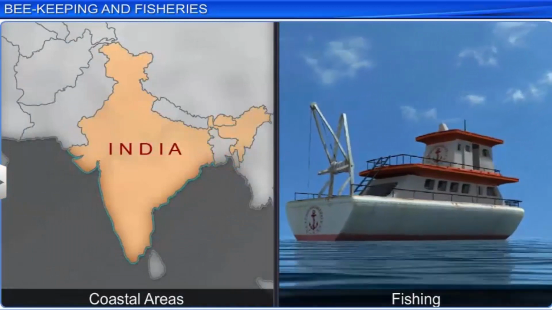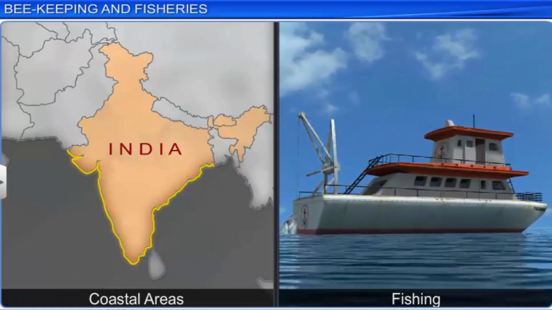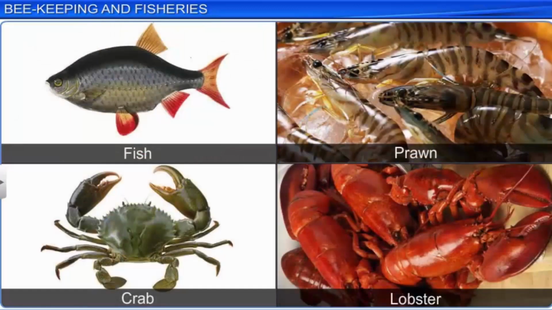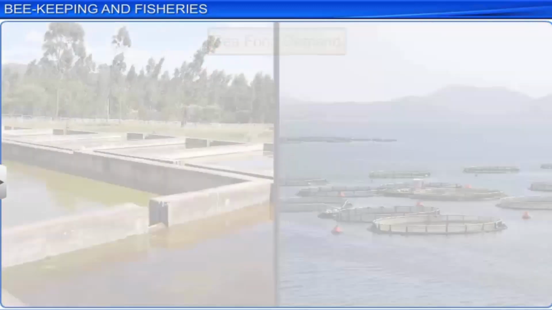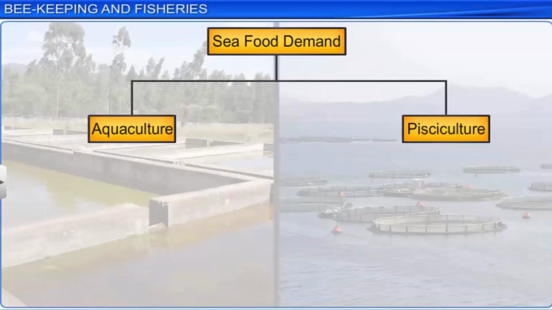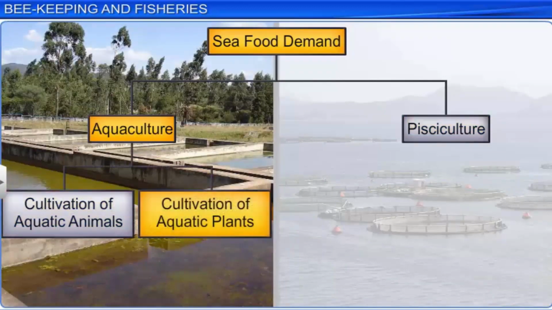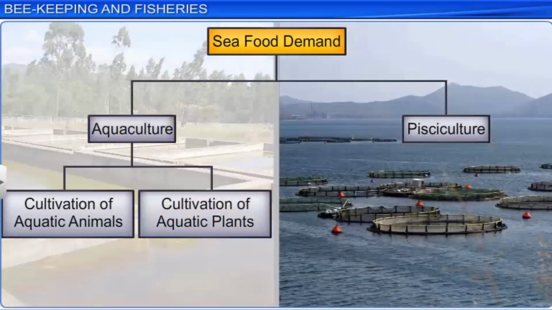Consequently, it forms the livelihood of many people in coastal areas of India. As seafood like fish, prawn, crab and lobster are always in demand, several techniques like aquaculture and pisciculture are employed to increase their yield. Aquaculture is the cultivation of aquatic animals and plants for food, whereas pisciculture refers specifically to fish farming.